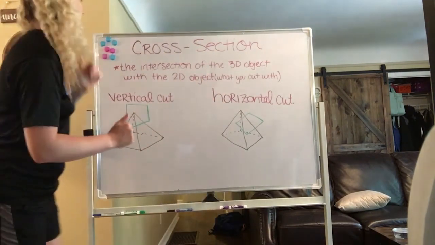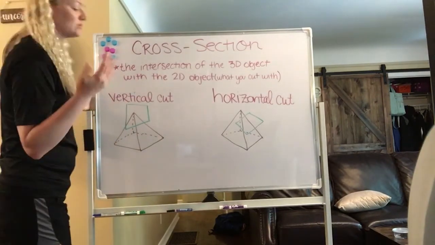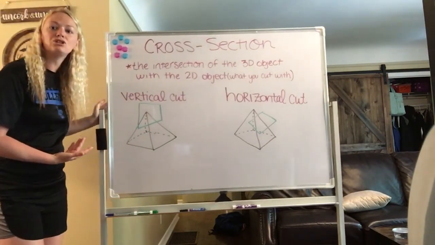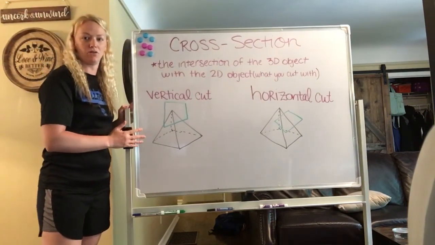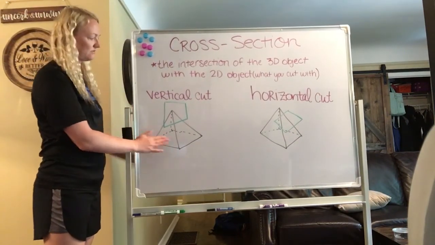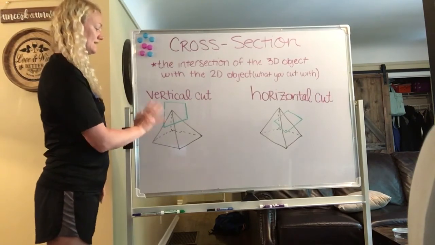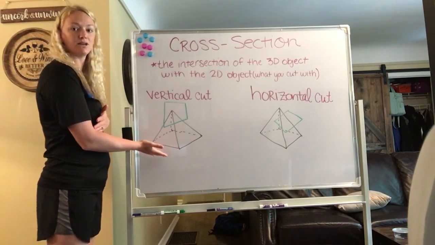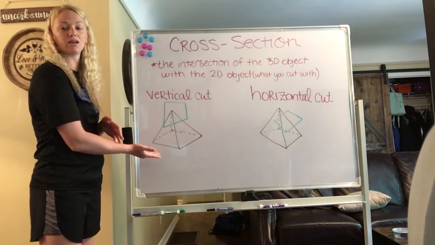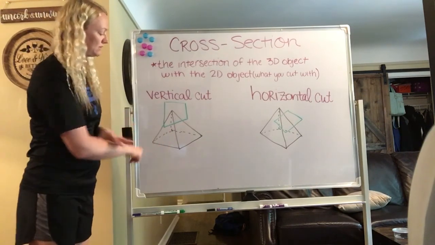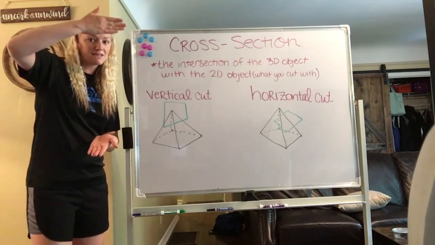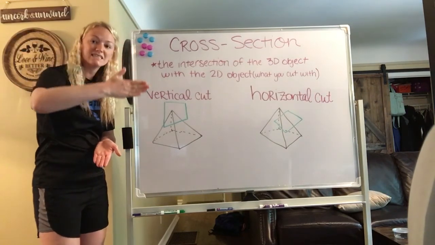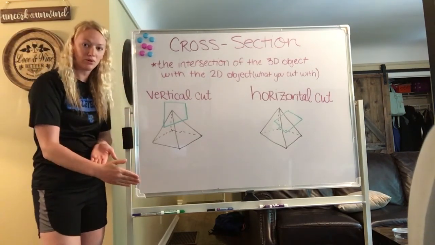cuts. Okay? So again, when I ask what's the cross section, I want to know what shape you will get when you make this type of cut. Okay? So we're just going to focus right now on this specific 3D object, which is a pyramid. Okay? So a rectangular pyramid I'll just give you. If I do a vertical cut, that means from that top point I am slicing it right through.